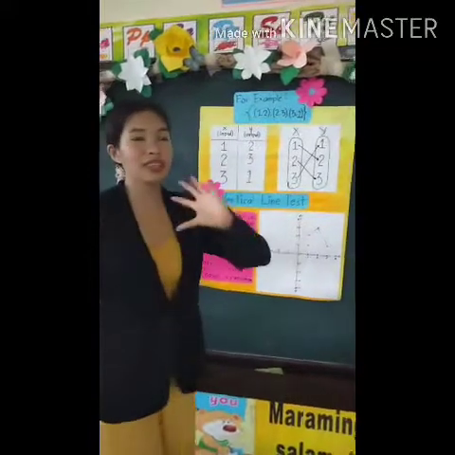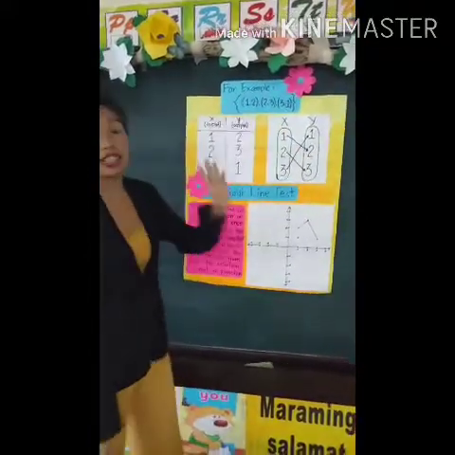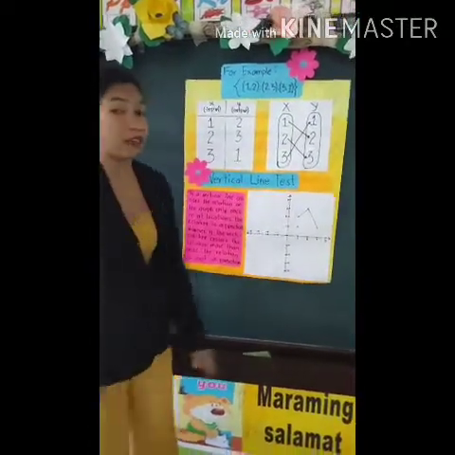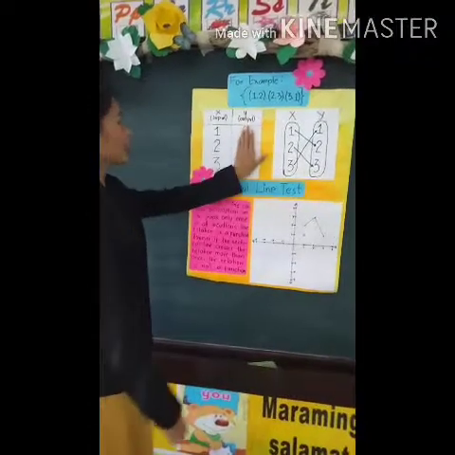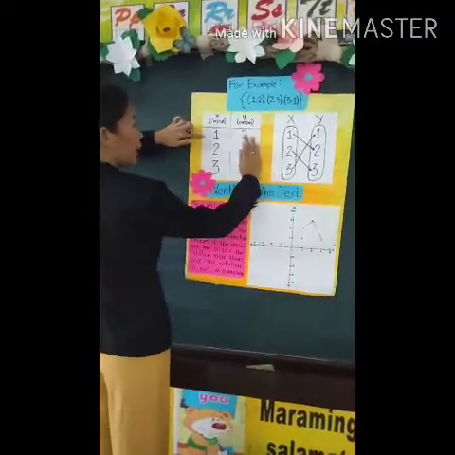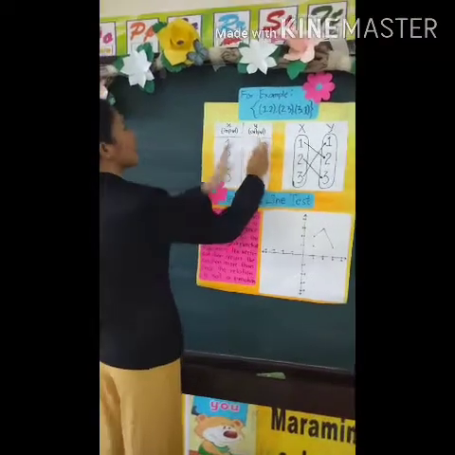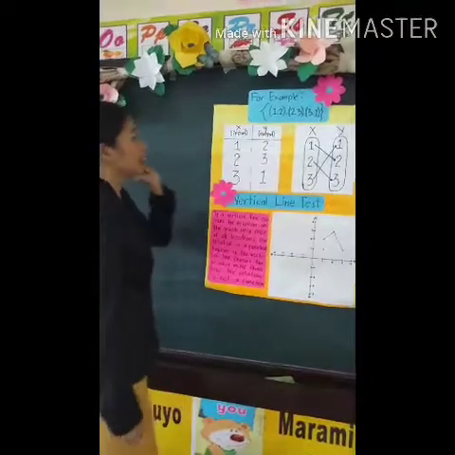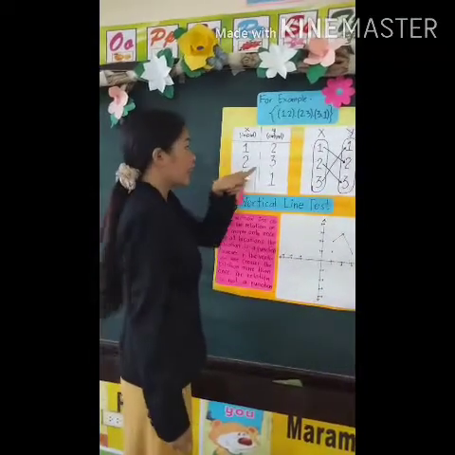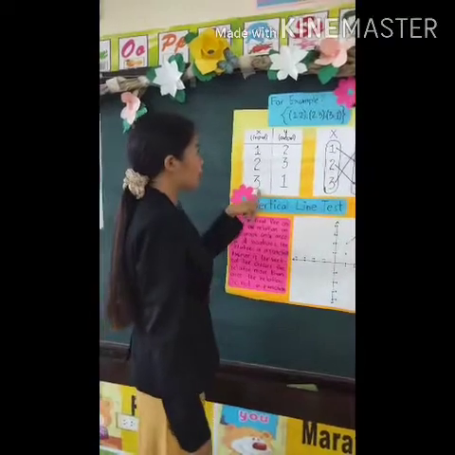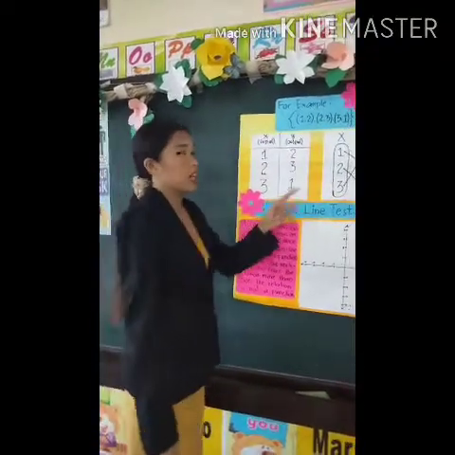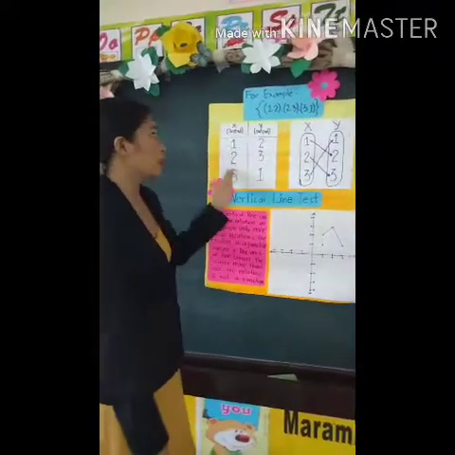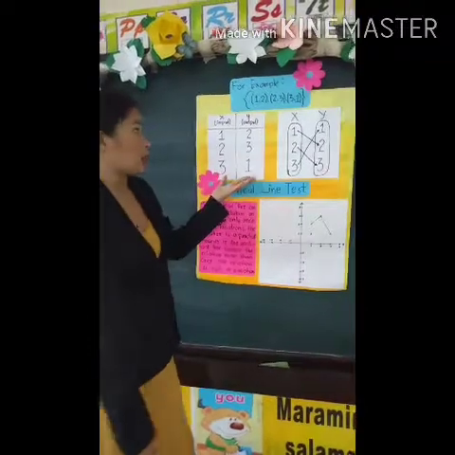So how can we determine that this example is a function? As I've said earlier, identify first the input values. Our input values here are 1, 2, and 3. The output of the input 1 is 2. The output of the input 2 is 3. And the output of the input 3 is 1. As I've said earlier, identify first the input and then identify the output.